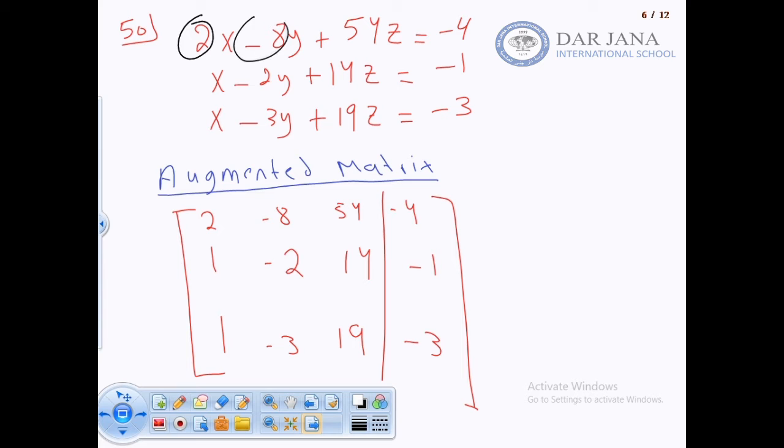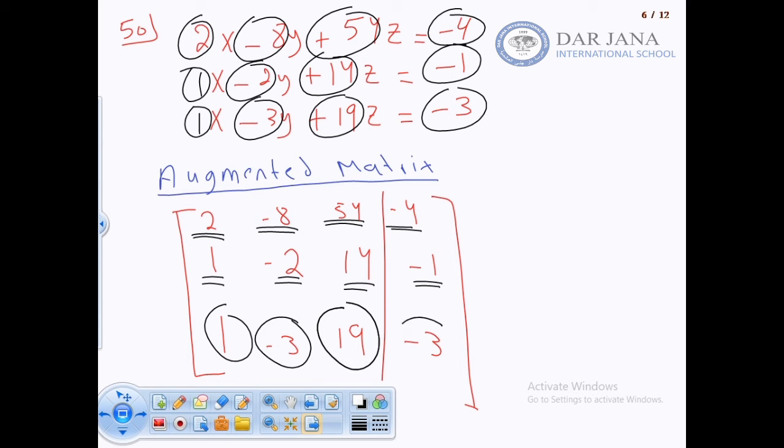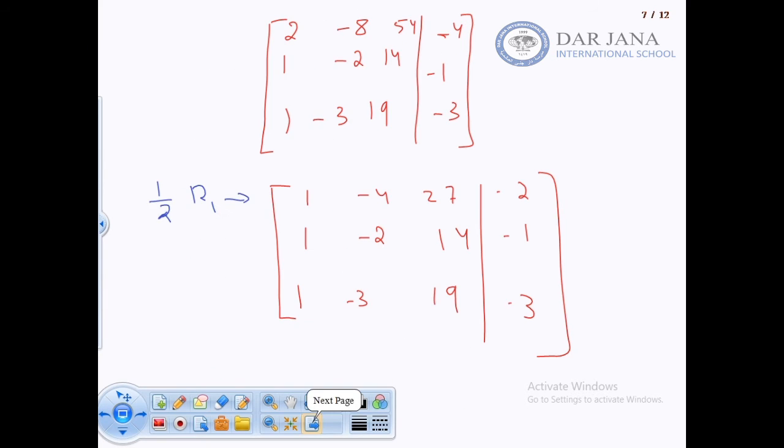2, -8, 54, and -4. Here we have 1x minus 2y plus 14z equals -1. So 1, -2, 14, -1. Also 1x minus 3y plus 19z equals -3: 1, -3, 19, and -3. So we wrote its augmented matrix. Now we start with the elementary row operations. I wrote it again because it's a new page.